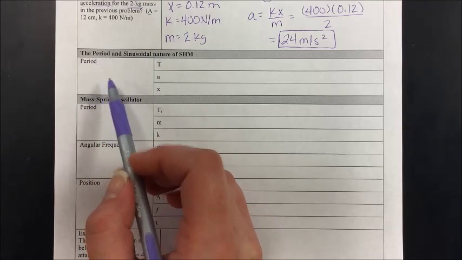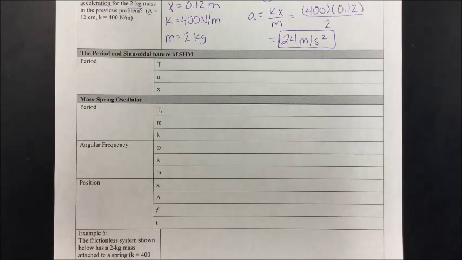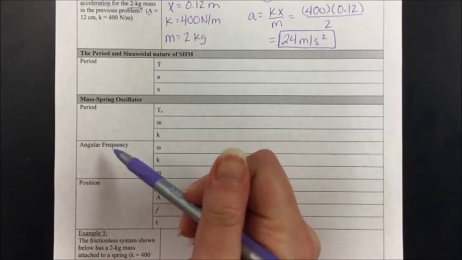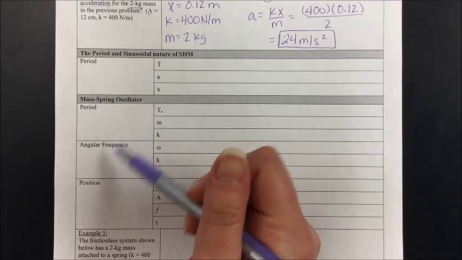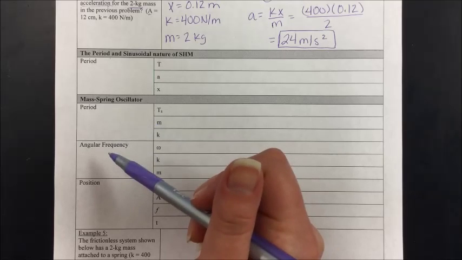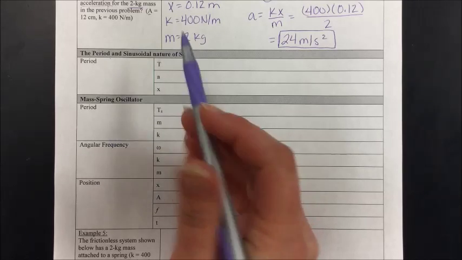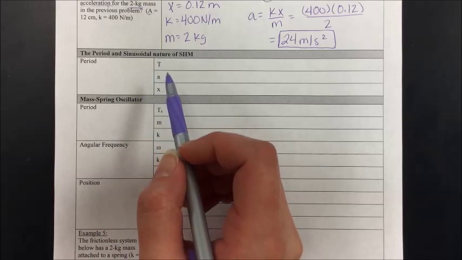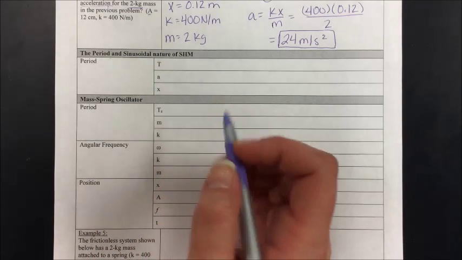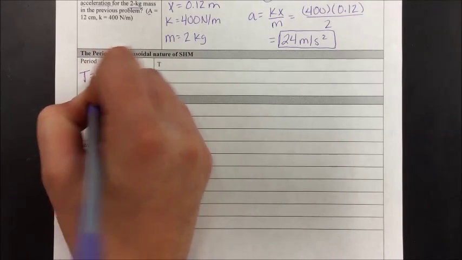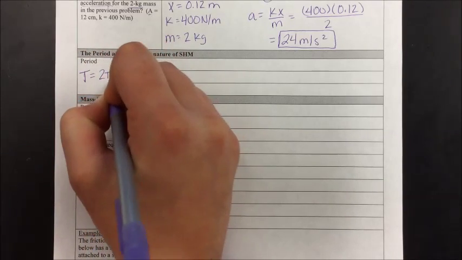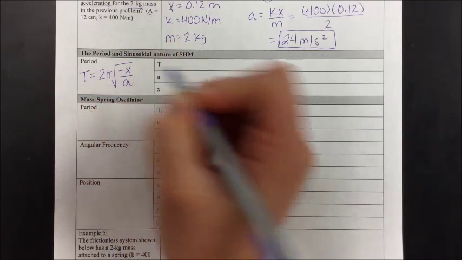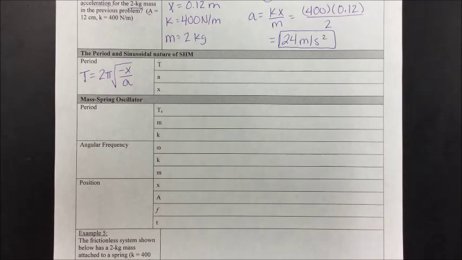Okay, so with a general SHM, this works for any type of simple harmonic motion. We've talked about springs and pendulums, and we'll go into those specifics later on. But this is just the general formula for the period of any object in simple harmonic motion. To calculate the period, it's going to be 2 pi times the square root of negative x divided by a.